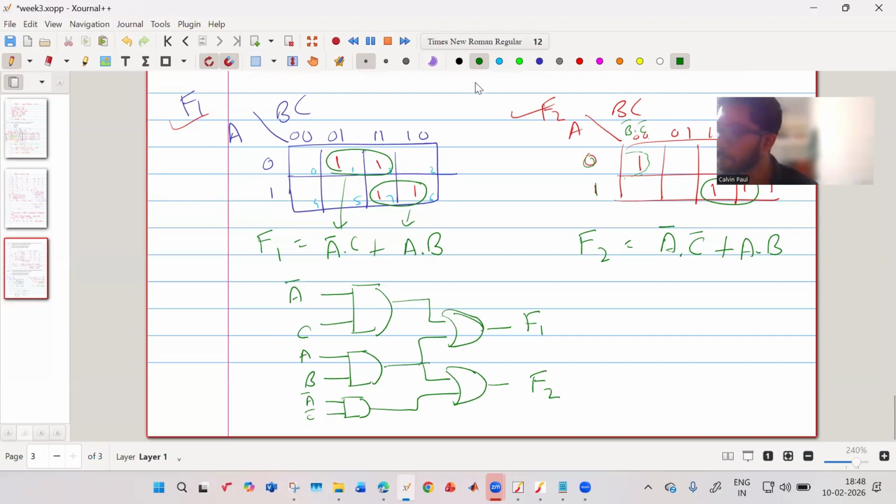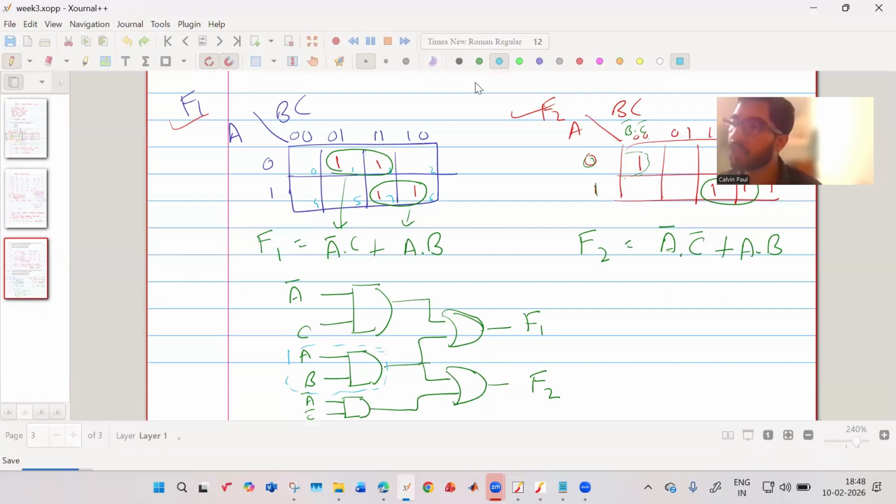Okay. So what is common to both is this part. This hardware or this logic gate is common to both. Okay, so that is one thing we have to keep in mind that helps us. That is helpful. That is why we are having two outputs and we are optimizing it based on the two outputs. Okay. So now we have to find out what is the cost.